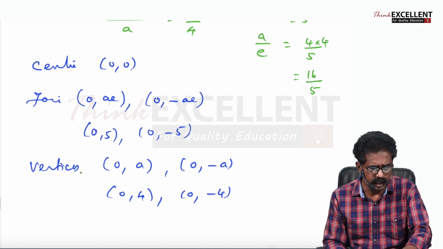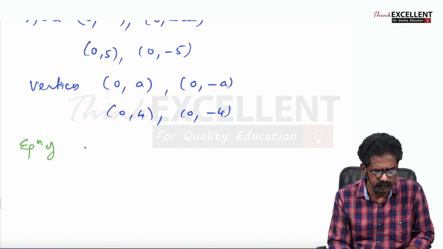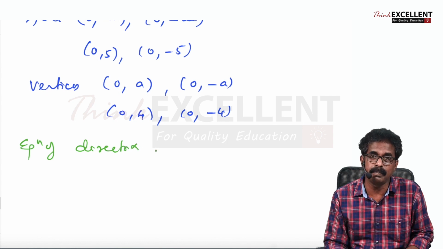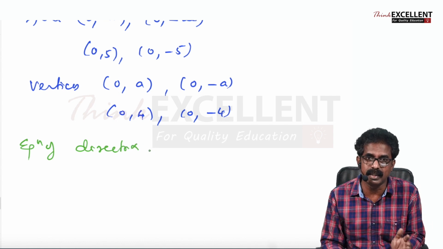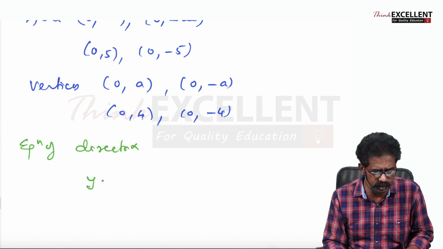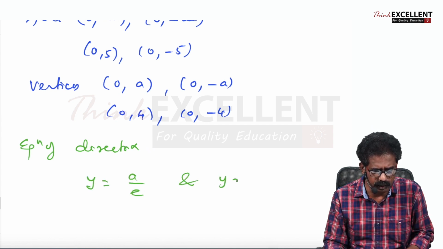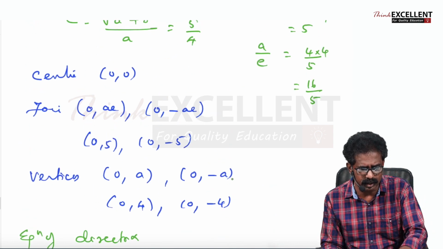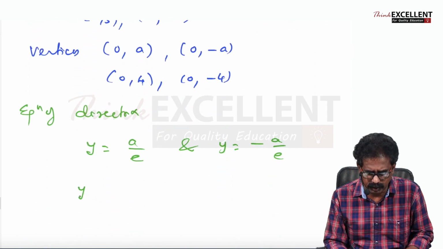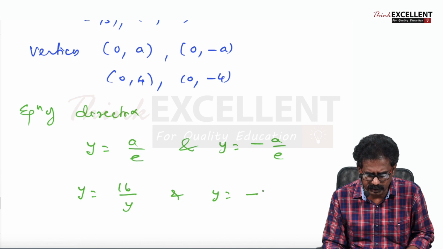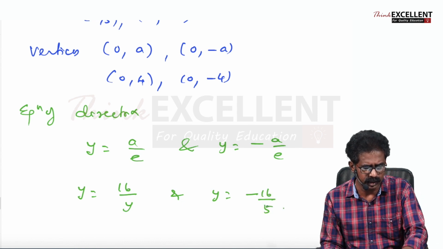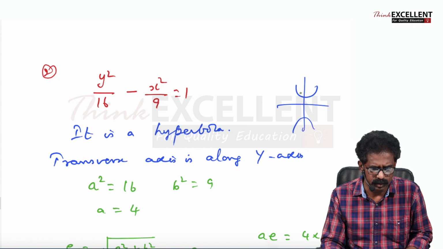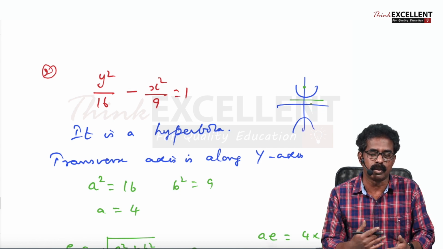And the next one, equation of directrix. This is second type. So first type, x equal to a by e. Second type, instead of x, you use what? y. So y equal to a by e and y equal to minus a by e. a by e value, got it. It is 16 by 5. So y equal to 16 by 5. Another one, y equal to what? Minus 16 by 5. So these are the directrices. So here this is the focus, directrix will be here, parallel to x-axis. x-axis parallel means what? y equal to constant.